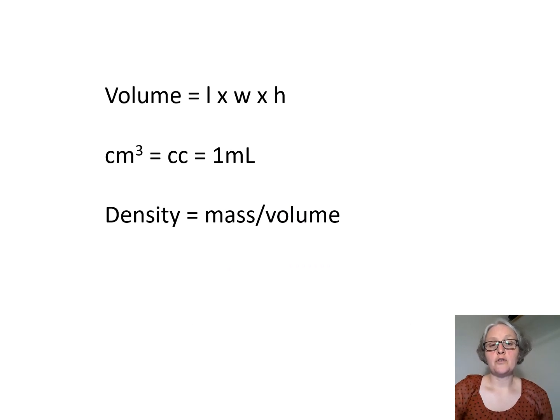As we were measuring, the first thing we did was we calculated the volume of various items. You should be able to calculate the volume of any rectangular solid by taking the length times the width times the height. That will give you a volume in cubic centimeters.